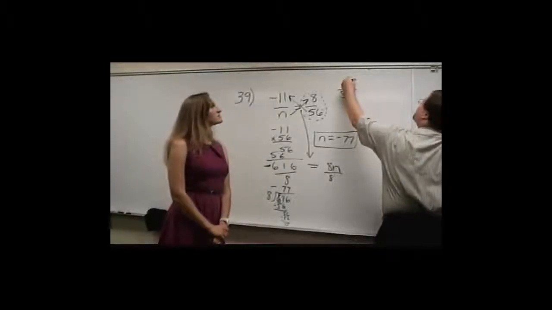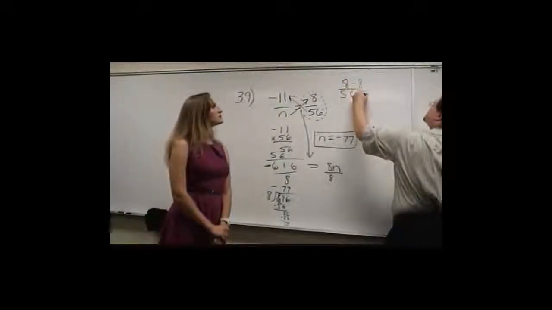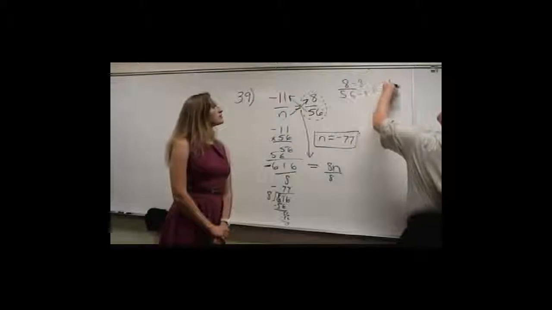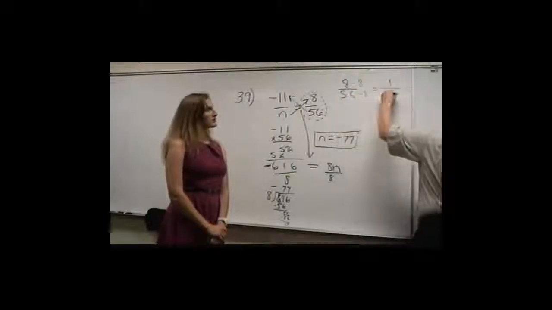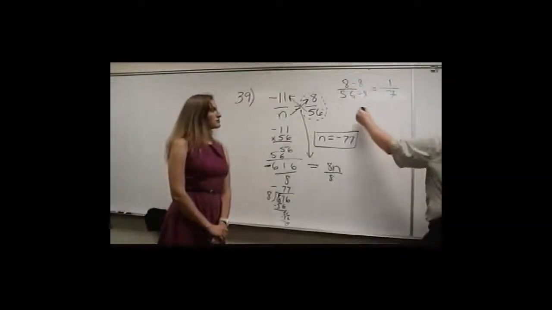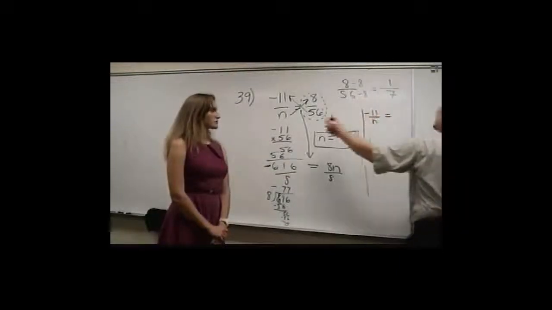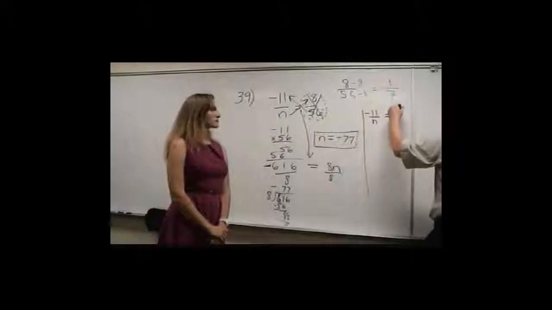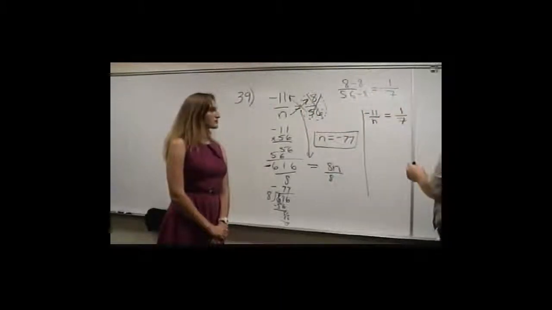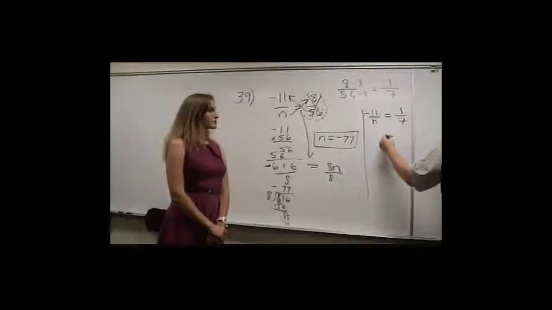So divide by 8 because 8 goes into 8 and 56. So 8 divided by 8 is 1. 56 divided by 8 is 7. And then what I can do instead is write down negative 11 over n equals, not this, but 1 over 7. So it makes my cross multiplication easier to keep the equal sign in the middle.